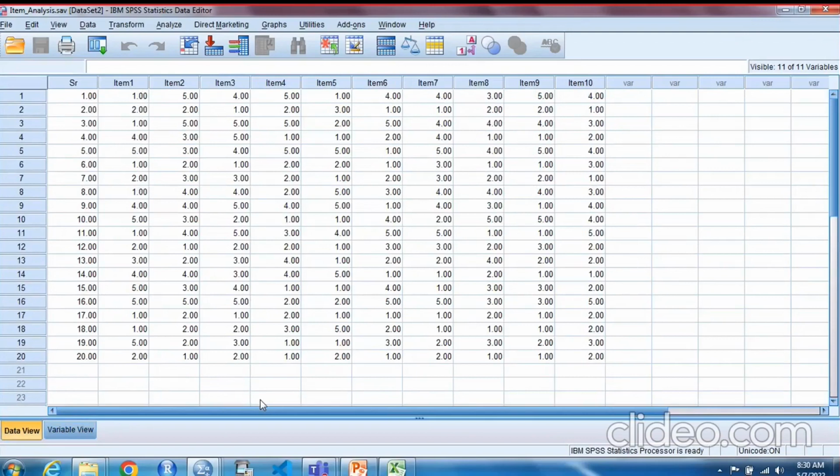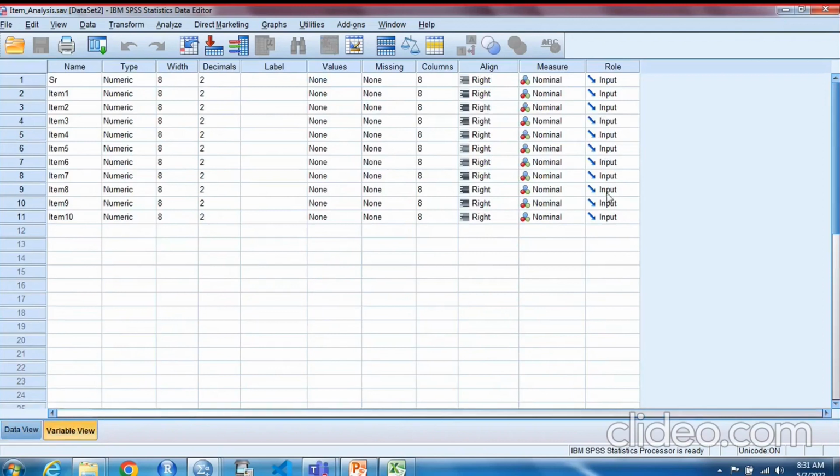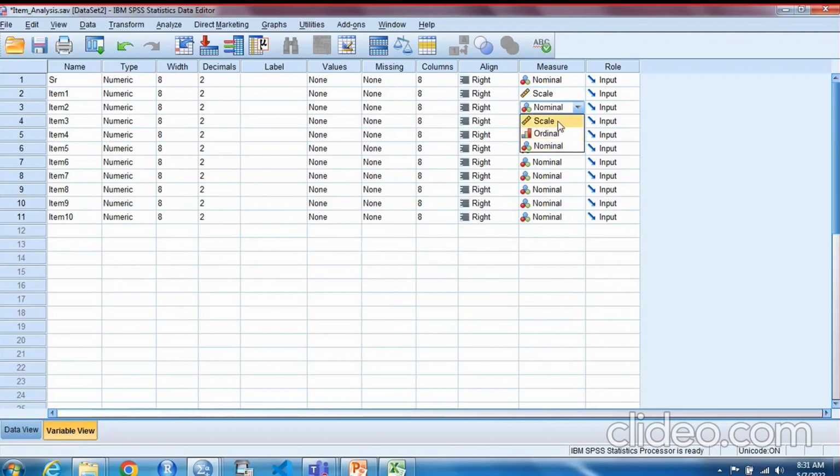Okay. Now we will do exactly the same item analysis in SPSS on the same survey results provided in Excel. Just a while ago, we imported the data set into SPSS. See, it's the same data set. There are 10 questions and 50 respondents. I go to the variable view, and of course all the questions should be scale questions. So I convert this to scale.